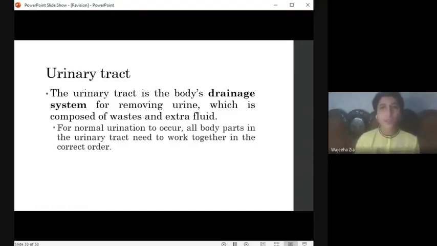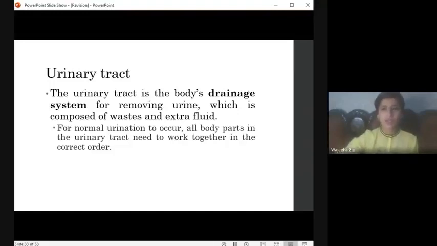It removes urine, the different kinds of waste materials. It helps to regulate the BP. It helps to regulate the pH of the blood. It is responsible for electrolyte balance. So it is not only the drainage system. It also has many different functions.